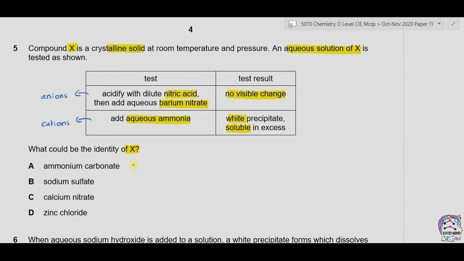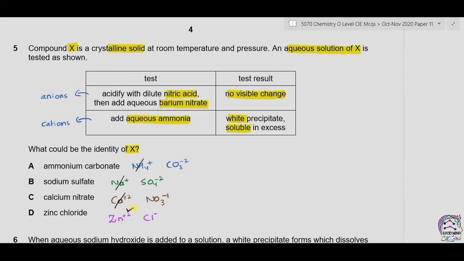A is ammonium carbonate, so we have ammonium ions and carbonate ions. B is sodium sulfate, so we have sodium ions and sulfate ions. C is calcium nitrate, so we have calcium plus 2 and nitrate negative 1. D is zinc chloride, so we have zinc plus 2 and chloride negative. Among these cations, upon adding aqueous ammonia, white precipitate is formed which is soluble in excess. This is only true for zinc.